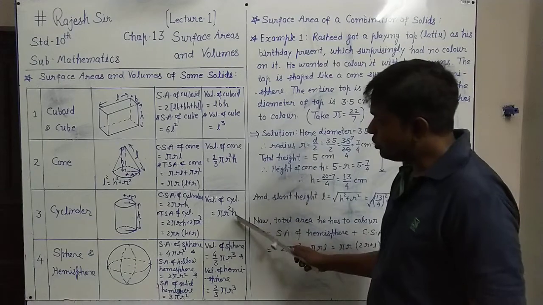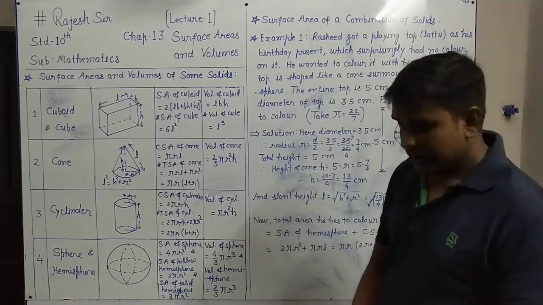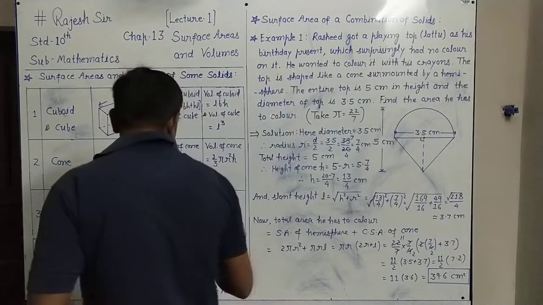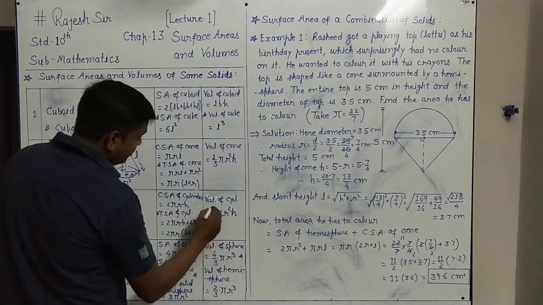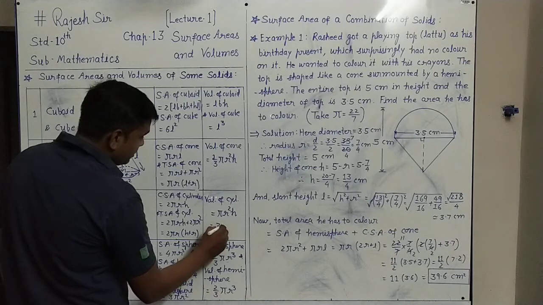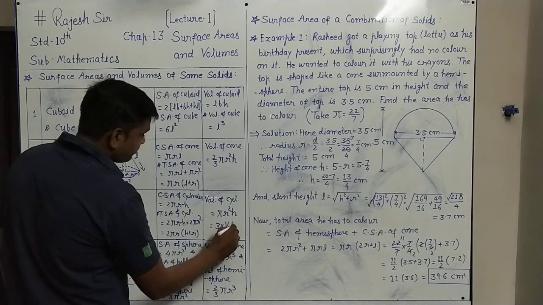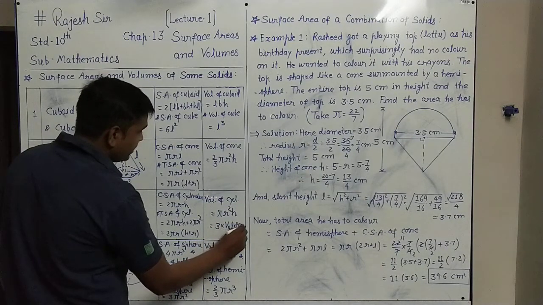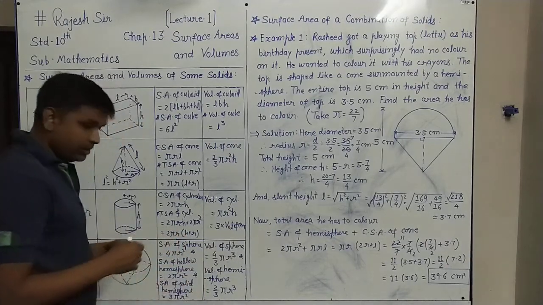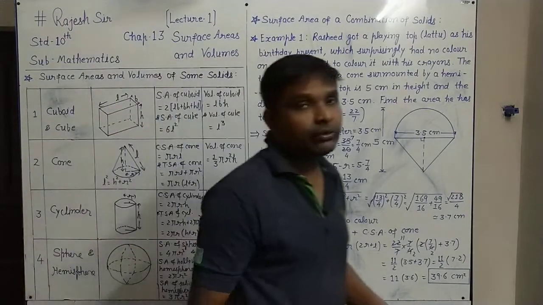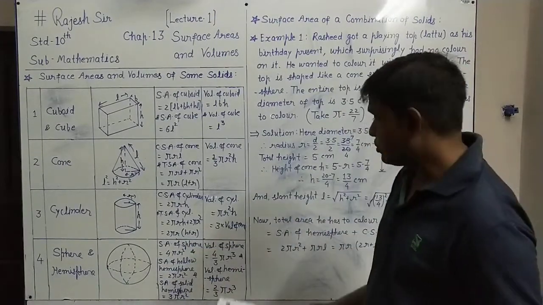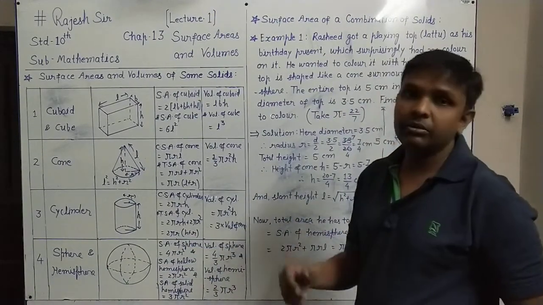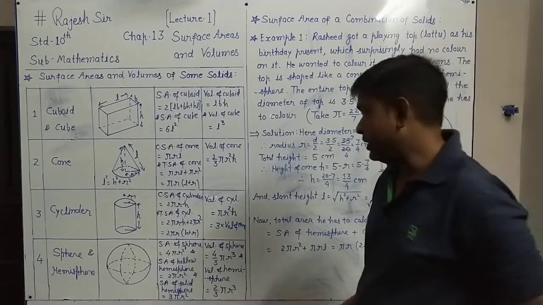Between these two there is also a relation: the volume of a cylinder is pi r square H and the volume of a cone is 1 by 3 of that. So the volume of a cylinder is 3 times the volume of a cone. We saw this relation in the previous lecture. We have to notice that the volume of a cylinder equals 3 times the volume of a cone with the same radius and same height.